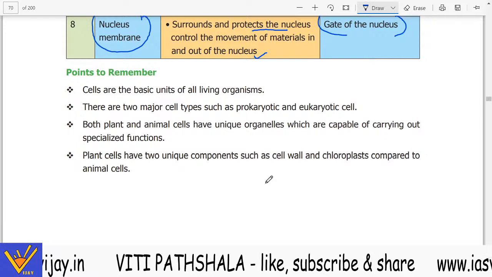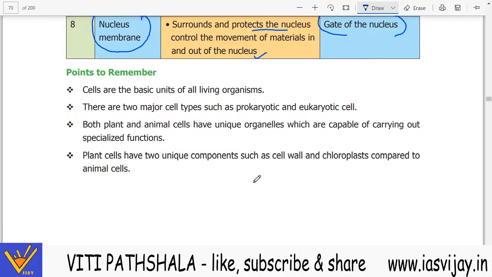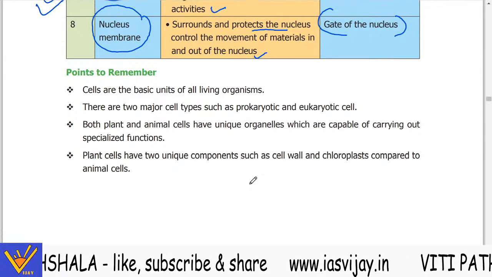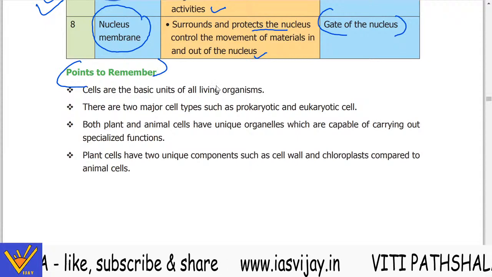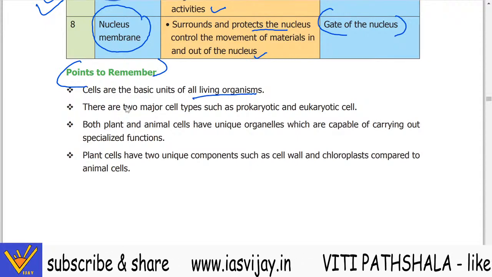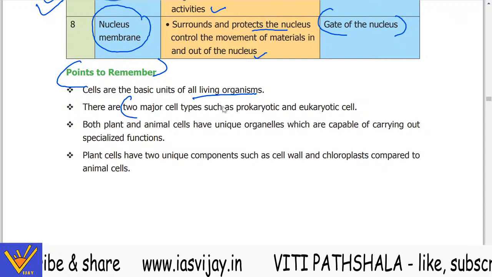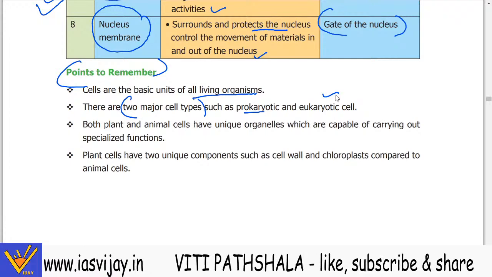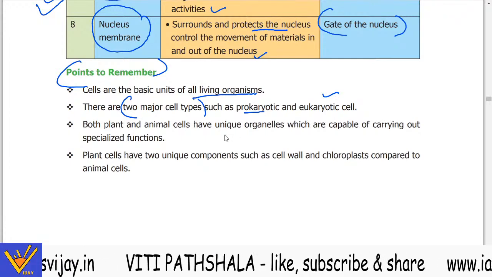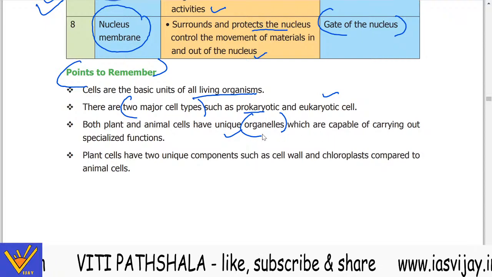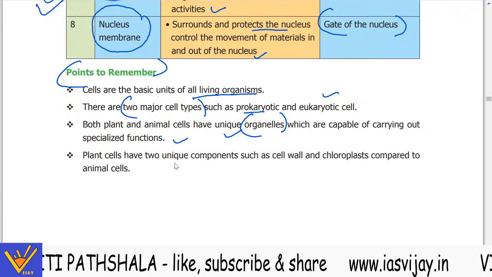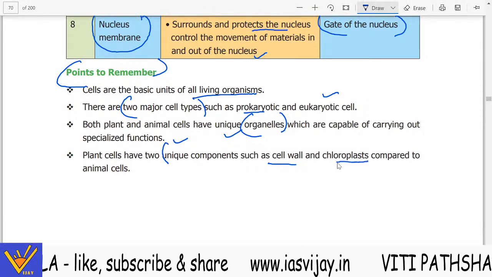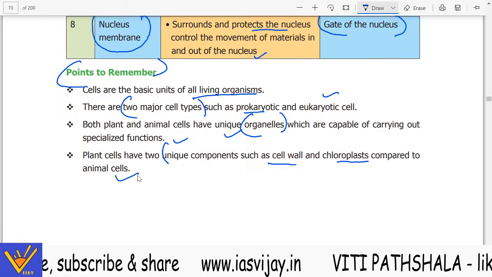But for the advanced level or for mains, you need to have the classical books which I have told you earlier. So the points to remember are these: cells are the basic units of all living organisms. There are two major cell types, the prokaryotic and the eukaryotic cell. Both plant and animal cells have unique organelles capable of carrying out specialized functions. The plant cells have unique components such as the cell wall and chloroplast, compared to the animal cell.